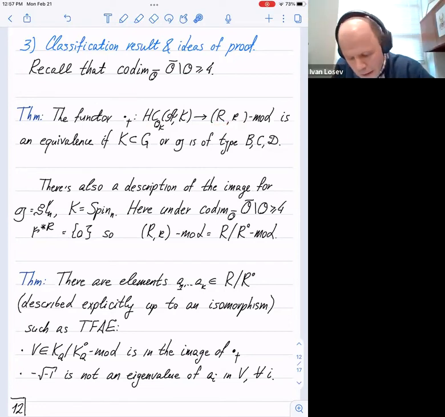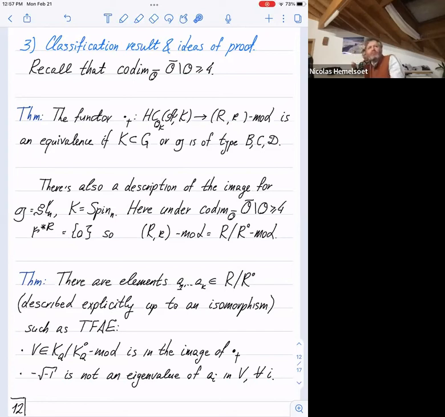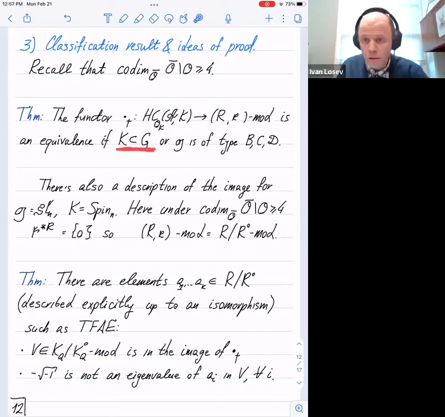So again, let me reemphasize that this is something that you can compute with some effort, or more precisely, something that you can extract from the existing tables, more or less. So this functor is an equivalence under one of the following two conditions. Either K is inside of G, or your Lie algebra is of types BCD.